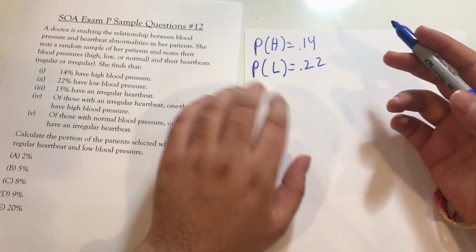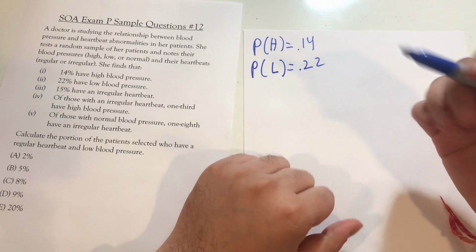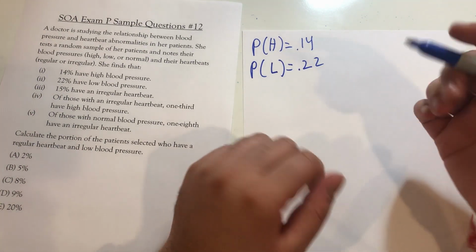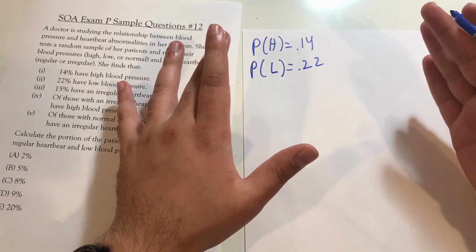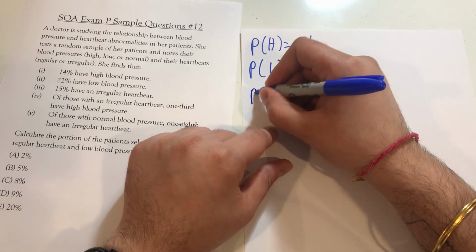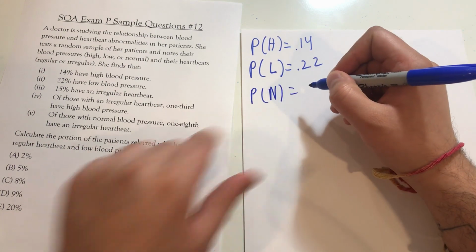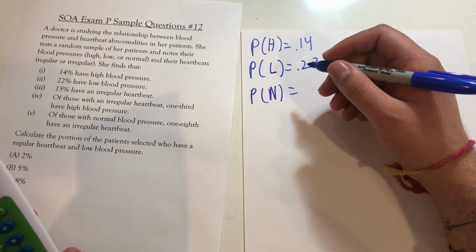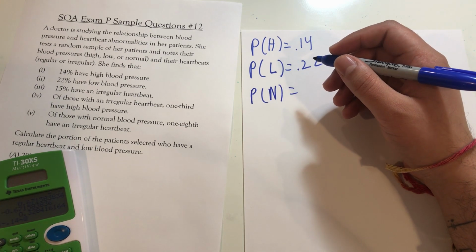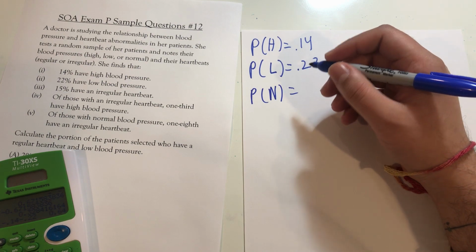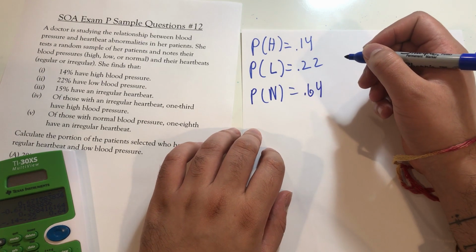And from that, I can now figure out the probability of having a normal blood pressure, right? Because the only options are you either have high, low, or normal. And if you have high blood pressure, you can't also have normal blood pressure. Those groups are mutually exclusive, meaning that the rest of the sample should have normal blood pressure. And since all of those probabilities should equal 1, I can do 1 minus 0.14 minus 0.22. And that gets me 0.64, or 64% of the sample have normal blood pressure.